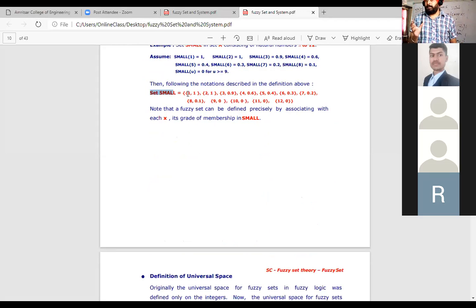हमने सेट का नाम क्या दिया, सेट स्मॉल. तो 1 एक स्मॉल है, 2 भी स्मॉल है, तो उनकी डिग्री ऑफ मेंबरशिप क्या है 1. हमने रेंज लिया all the numbers between 1 to 12, तो 1 और 2 प्योरली स्मॉल की कैटेगरी में आते हैं, तो उनकी डिग्री ऑफ मेंबरशिप 1 है. 3 थोड़ा सा बड़ा हो जाता है, उसमें से स्मॉलनेस कम हो जाती है, तो इसकी डिग्री ऑफ मेंबरशिप 0.9 है. 4 की डिग्री ऑफ मेंबरशिप 0.6. 5 की डिग्री ऑफ मेंबरशिप 0.4 and so on.